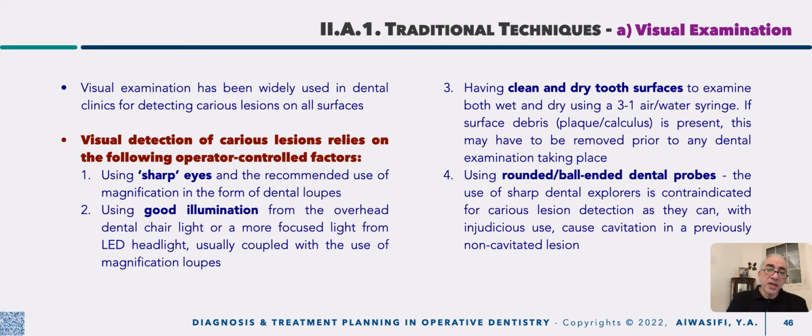And we need good illumination, either from the overhead dental chair light or dental loupes having a headlight, especially an LED one coupled with it, and it provides great accessibility to see the surface. Then the surface should be clean and dry, because sometimes we may misdiagnose dental caries and could not differentiate between dental caries and remnants of food or any discoloration. That's why you should use the triple way syringe to clean your surface from any debris.